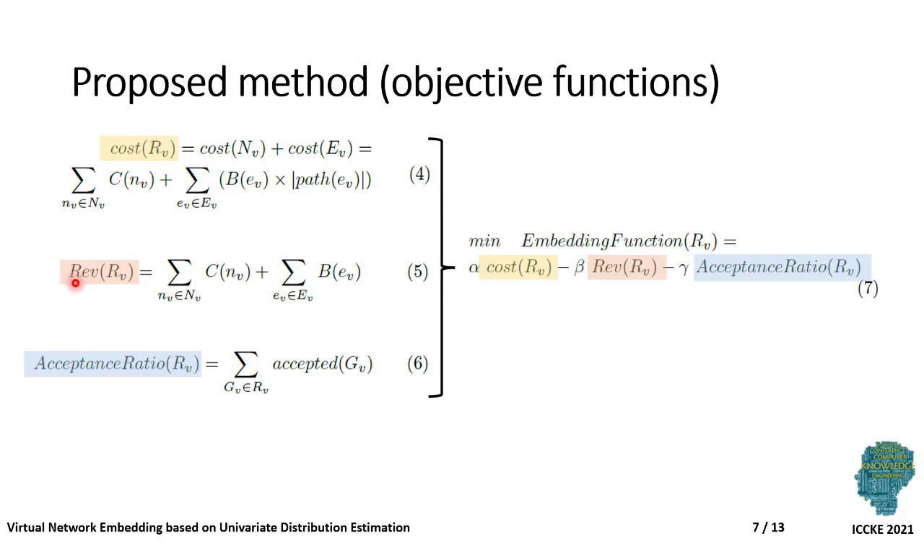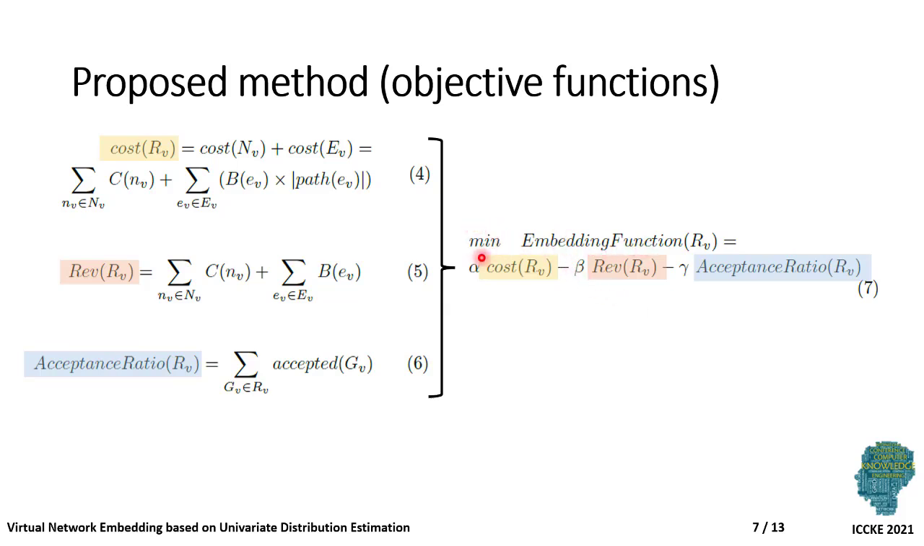The second term shows the revenue of the embedding, and here the revenue of each virtual request is the summation of the required node and the summation of the required bandwidth or the required links. And the last term is the acceptance rate, that is the sum of the accepted virtual graphs that our algorithm can embed on the substrate graph, and we want to add all of these three terms in one objective function.